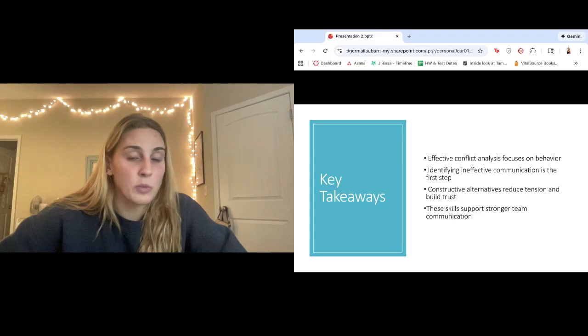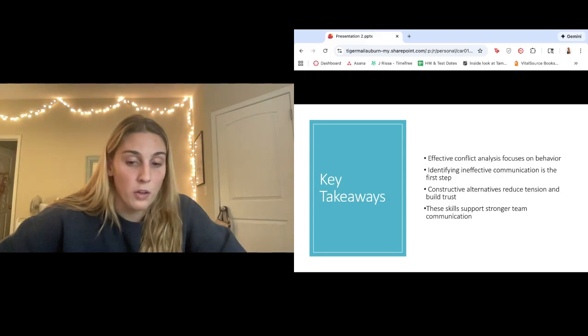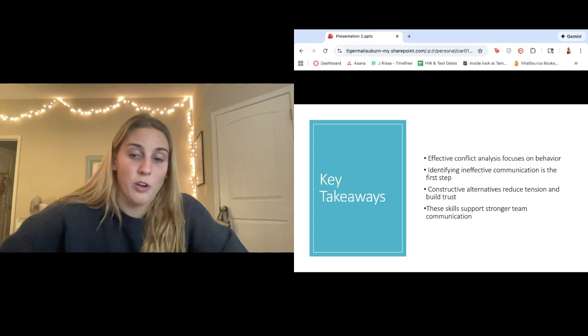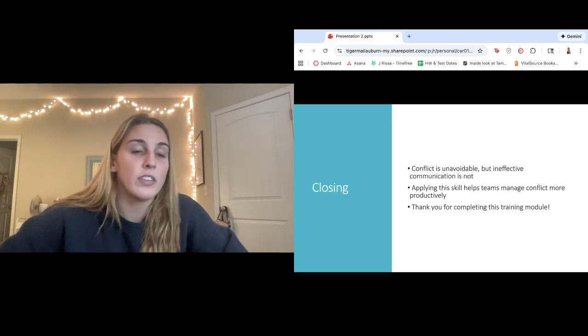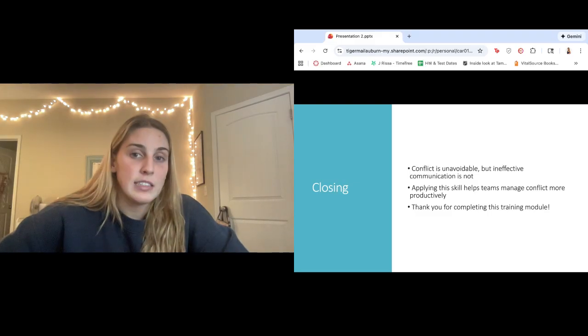And all of these skills that we've talked about today can be applied way beyond sports. They can be used in work environments and in school. Small changes in communication add up, and repetition builds confidence. Conflict is unavoidable, but ineffective communication is not. Applying this skill helps teams manage conflict more productively.